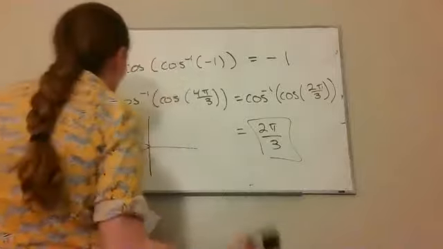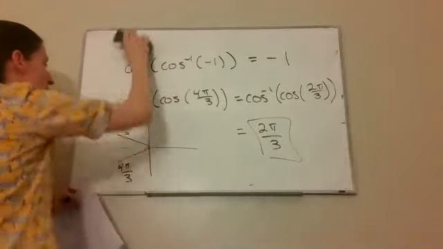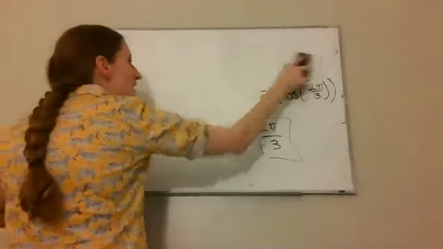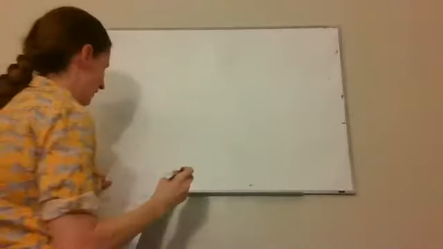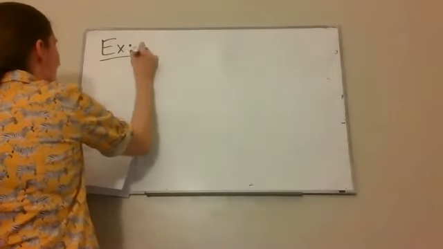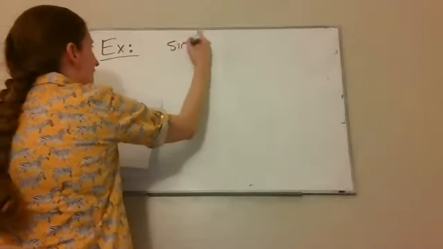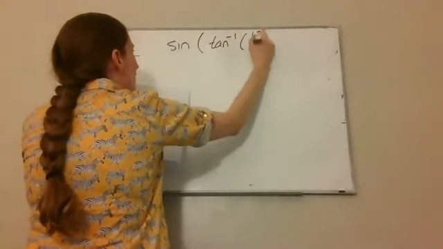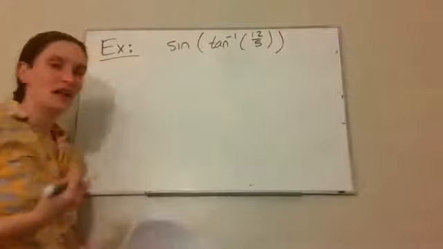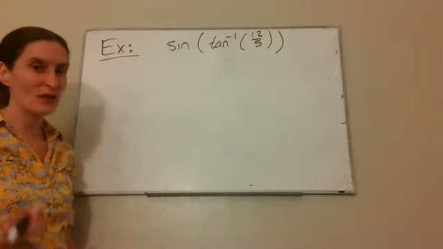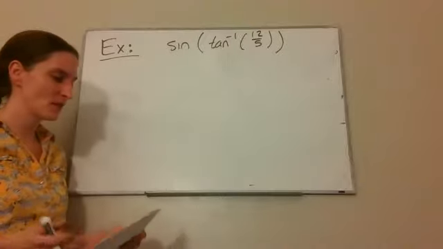Now, what happens if we try to compose a trig function and an inverse trig function, but it's not the inverse trig function of that particular trig function? I know that just sounded crazy, but what I mean is, how do we calculate something like sine of tangent inverse of 12/5? I can't use that inverse relationship because sine and tangent inverse are not inverse functions of each other.